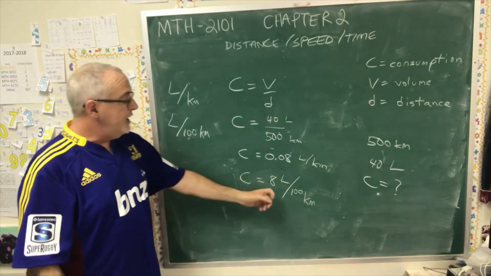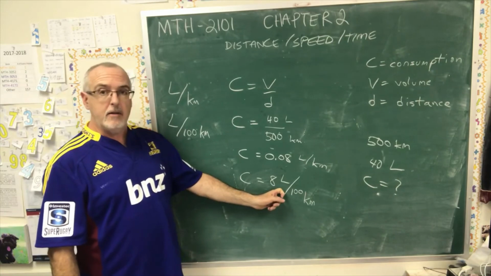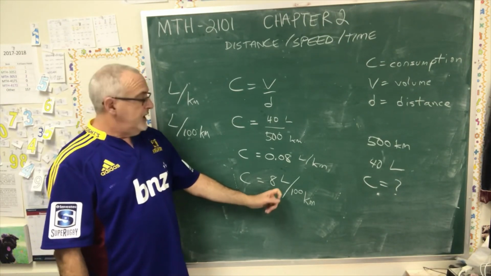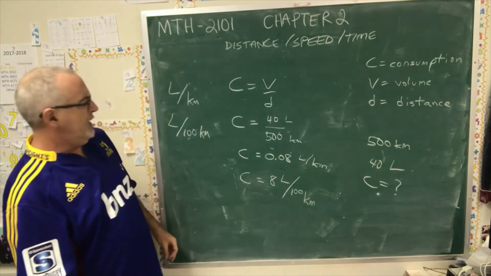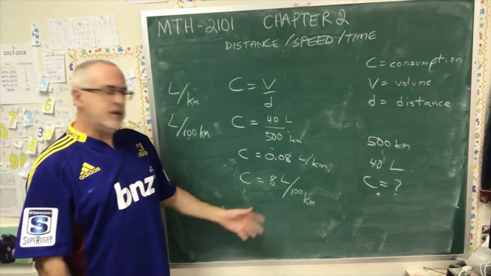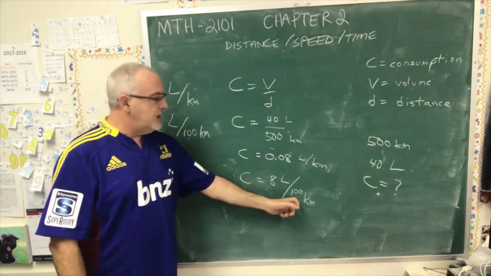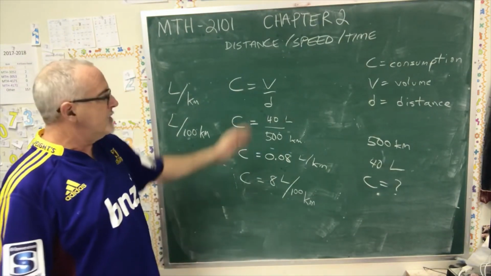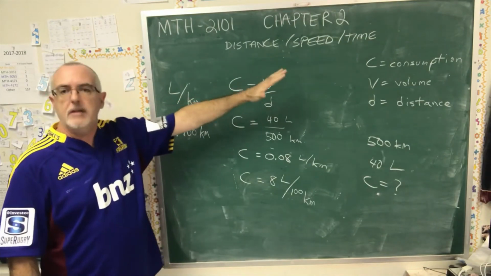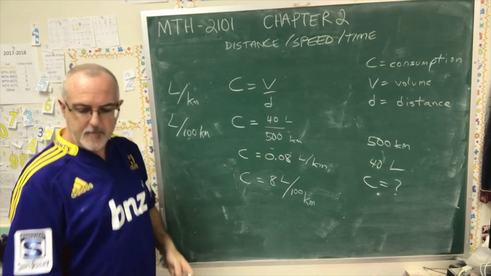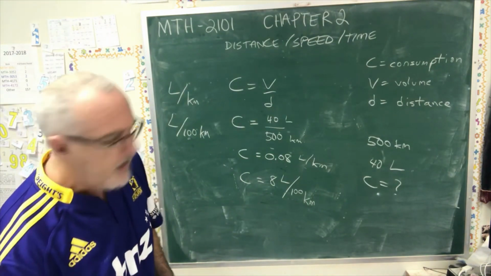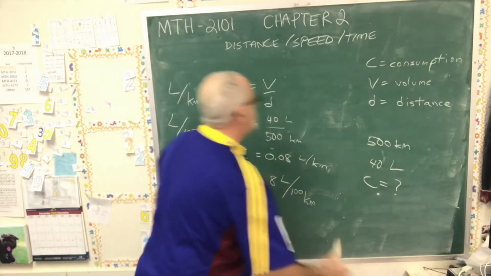For instance, how much is it going to cost to do a trip? If you know gas costs $1.20 a liter right now, then, well, I need 8 liters to go 100 kilometers. 8 times $1.20 is $9.60. It would cost me $9.60 to do a 100-kilometer trip. That helps when you're calculating the cost of a vacation. So that's the type of scenario where you might have to use this. We're going to only cover one more concept in this chapter review.